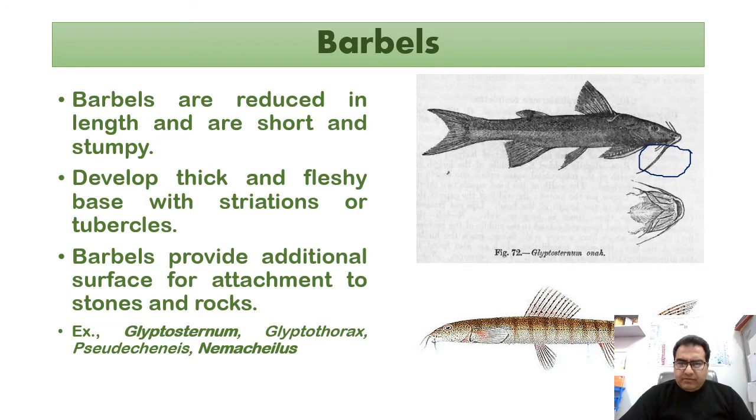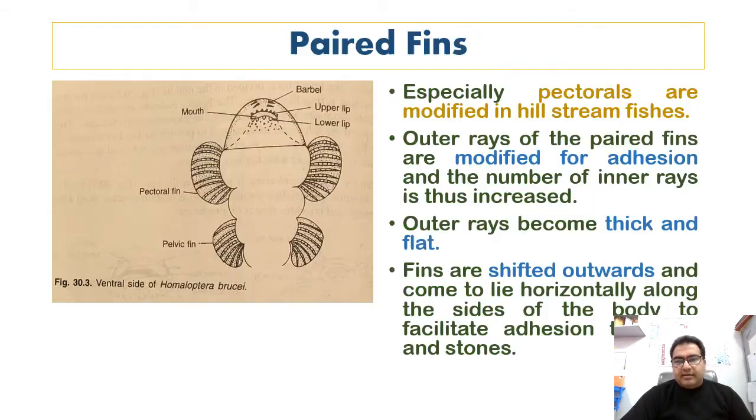Some of the fishes which do possess barbels are Glyptosternum, Glyptothorax and Nemacheilus. These fishes do bear barbels, and the barbels are modified and reduced in length, becoming short and stumpy.